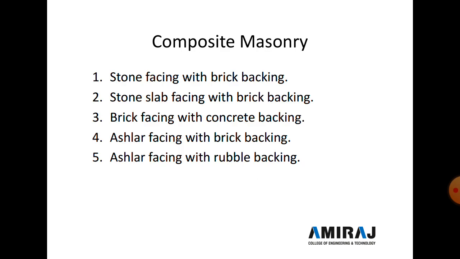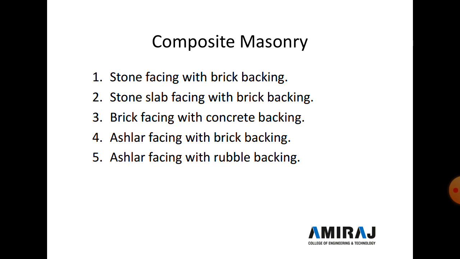Now composite masonry is divided into five main parts. There are five different types of composite masonry constructed. First is stone facing with brick backing. Second is slab facing with brick backing. Third is brick facing with concrete backing. Fourth is ashlar facing with brick backing, and fifth is ashlar facing with rubble brick backing. Now one by one we discuss.